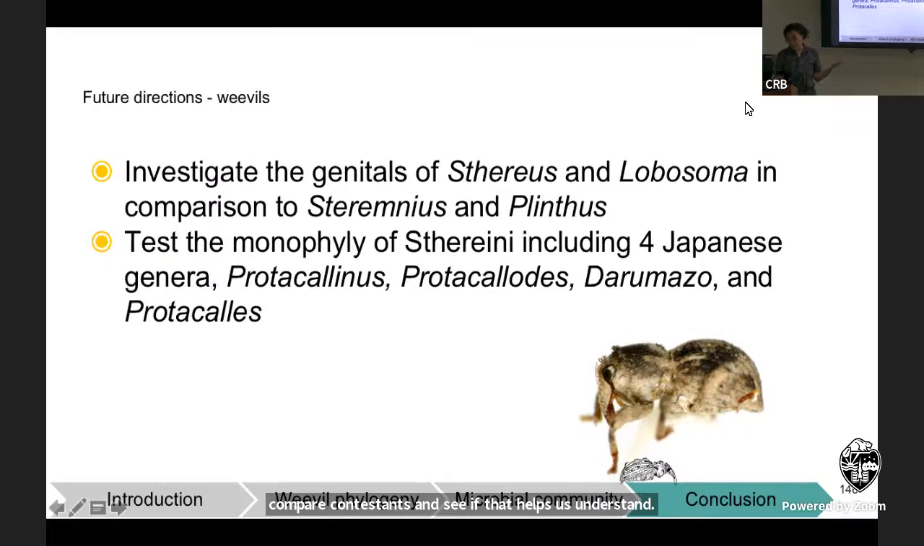I'd also like to test the monophyly, including some other things that have been allied with the Gastrocapris, Lobosoma, and Asterias based on morphological characters in the past that haven't been looked at in terms of shared derived morphological characters, and that I didn't include here in this molecular phylogeny. So those are things like Protoclinus, Protoclodes, Doramazo, and Protocales.